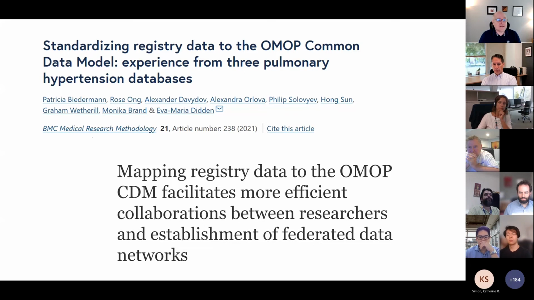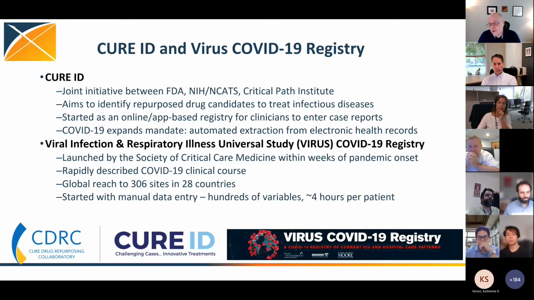And so one of the exciting things I wanted to share is we found a great partner in the FDA who shares our goals in trying to take advantage of this new field. How can we explore it? And so we've joined the Cure ID registry, which is around COVID-19, being led by the FDA in conjunction with the NIH, NCATS, and Critical Path. But the real exciting thing is they're, of course, looking for repurposing drug candidates to treat infectious disease.